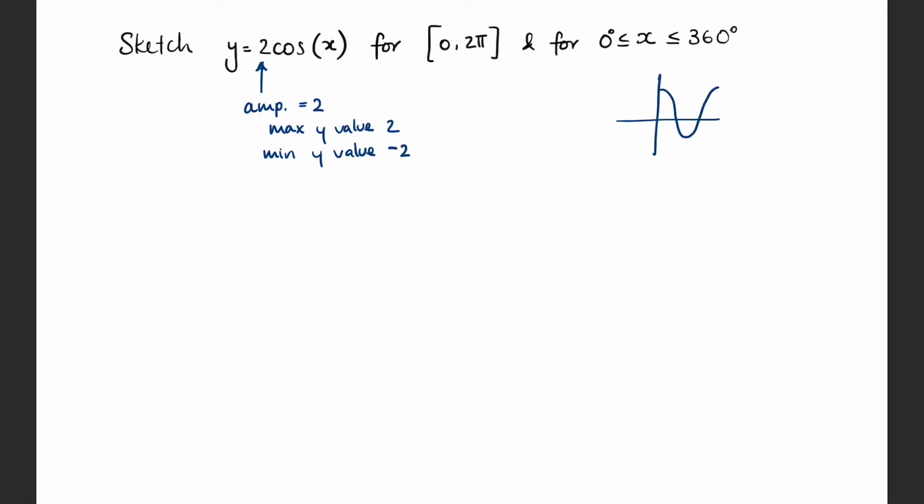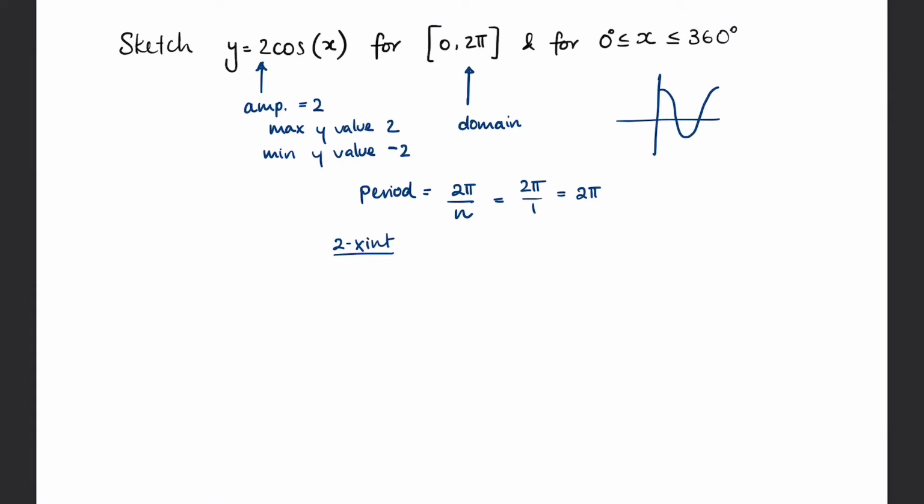Now, another thing we have is we've been given our domain. So we need to work out how many cycles we have for this particular function in this domain. In order to work out our period, the rule is 2 pi divided by n, and n is the coefficient of the x term. In this case, n is 1. So our period for this particular graph is 2 pi. That means it will go for one rotation, and we should be anticipating 2 x-intercepts.